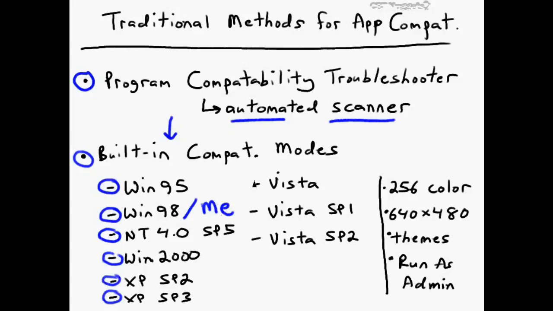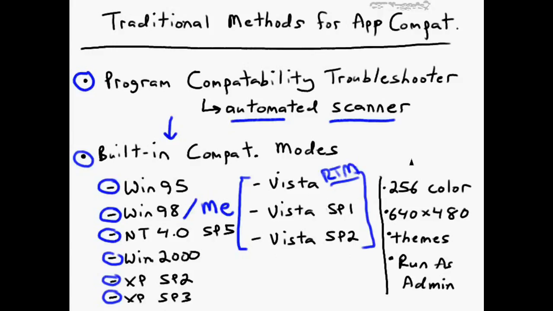And even as recent, although it is very unlikely that you would have an application that functions well in Vista but does not function in Windows 7, Microsoft decided to hedge their bets and give you 3 compatibility modes for Vista. Vista RTM, or release to manufacturing, just the gold version, Vista Service Pack 1, and Vista Service Pack 2.